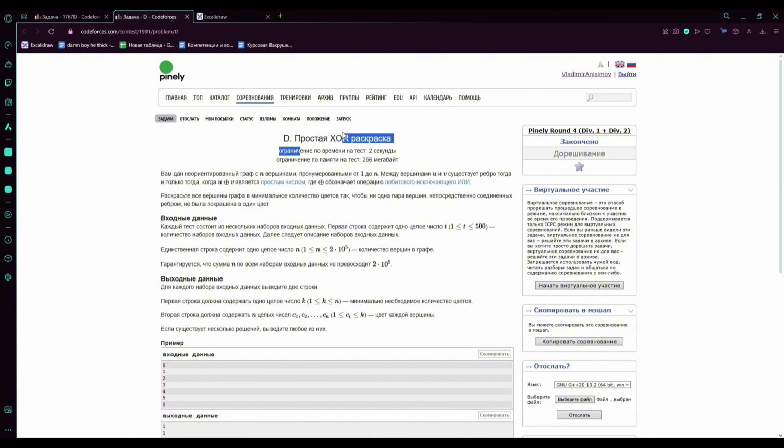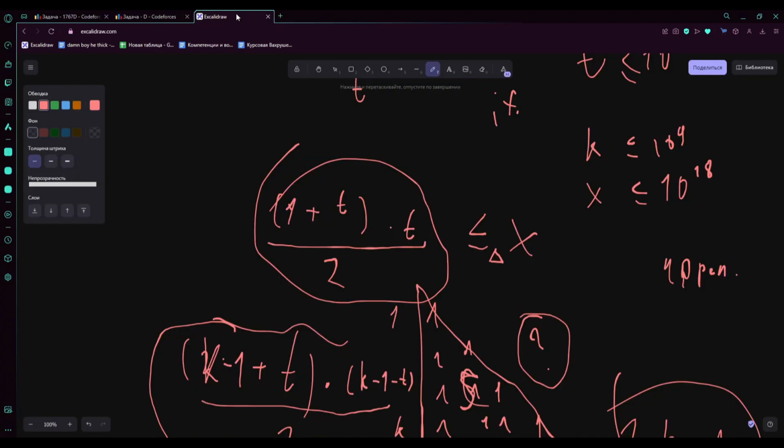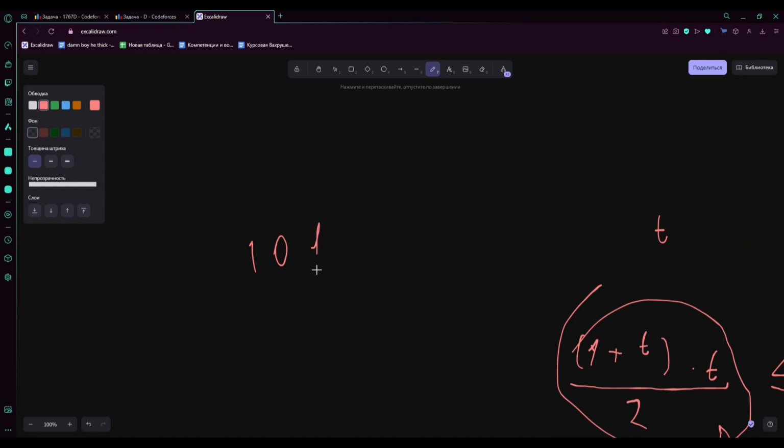Simple XOR coloring. We have an undirected graph with n vertices from 1 to n. There are edges between the vertices if and only if their XOR is a prime number. XOR stands for bitwise exclusive OR. If you don't remember, XOR of 101 and 011 equals 110.